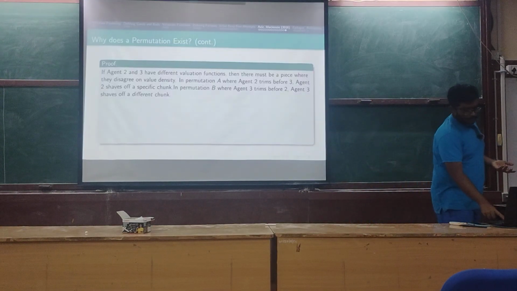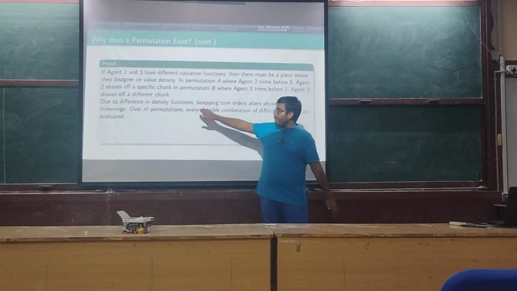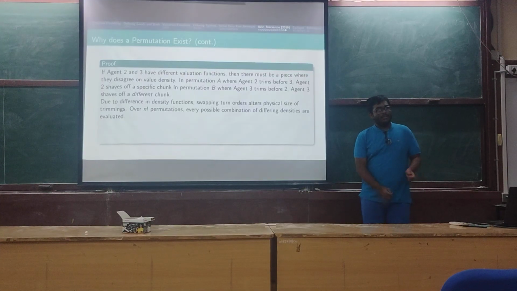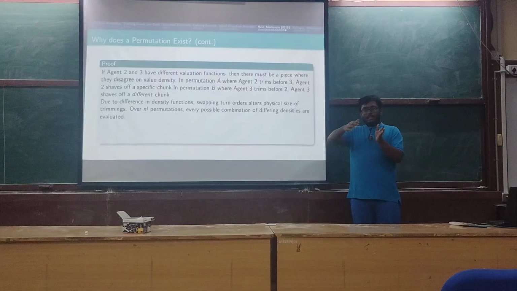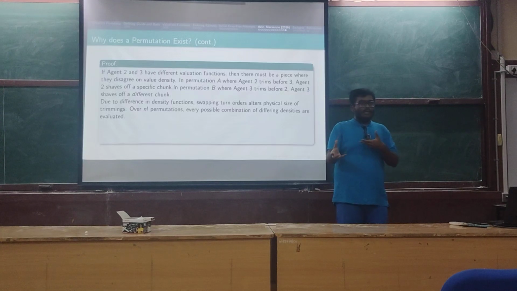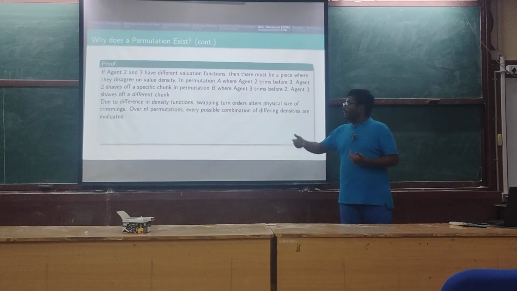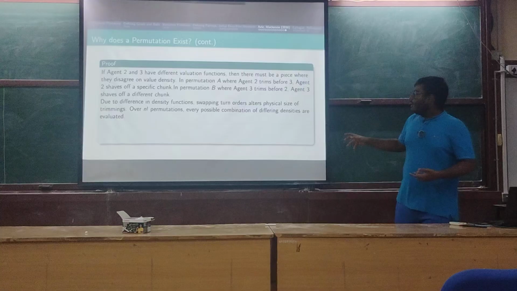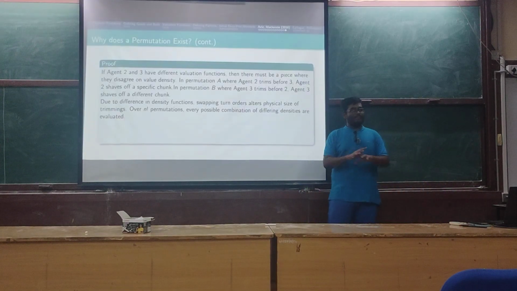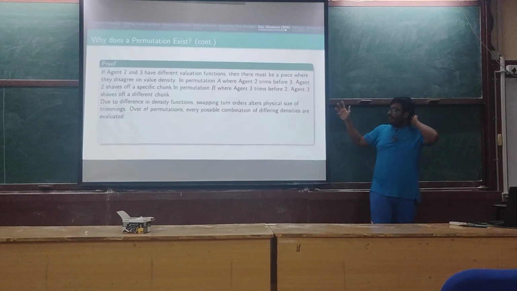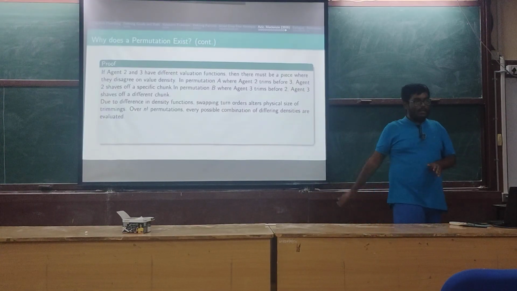Simple thing. So the major idea that comes up here is that there is a major difference in the density functions. Swapping the turn orders will always alter the physical size of the trimmings, because otherwise, if the trimmings stay the same, it means I'm cutting this chunk and they are cutting that chunk, and the trimmings are still the same. They just seem to be permuting, and that would still be a contradiction. You can try to get an inequality and then disprove it. I am just saying that verbally mostly, because it is a lot of paperwork. So this was just the difference in density functions, that the physical size of the trimmings changes, and over n factorial permutations, every single combination of different densities is evaluated.